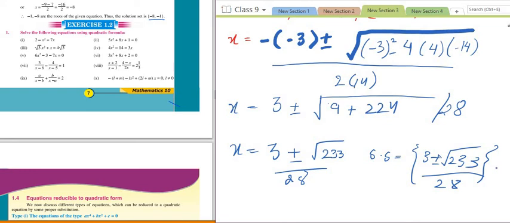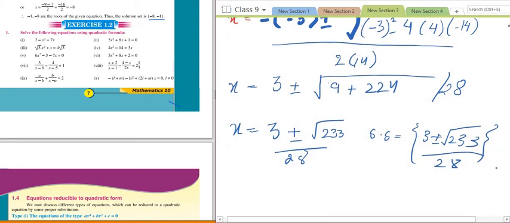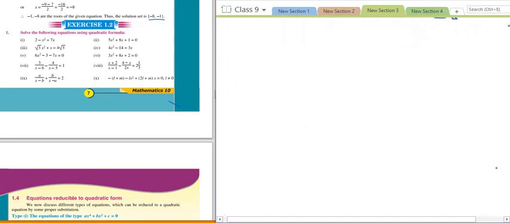x equals 3 plus minus square root of 233 divided by the denominator 28, and this is the required solution set. Okay, next, 5.